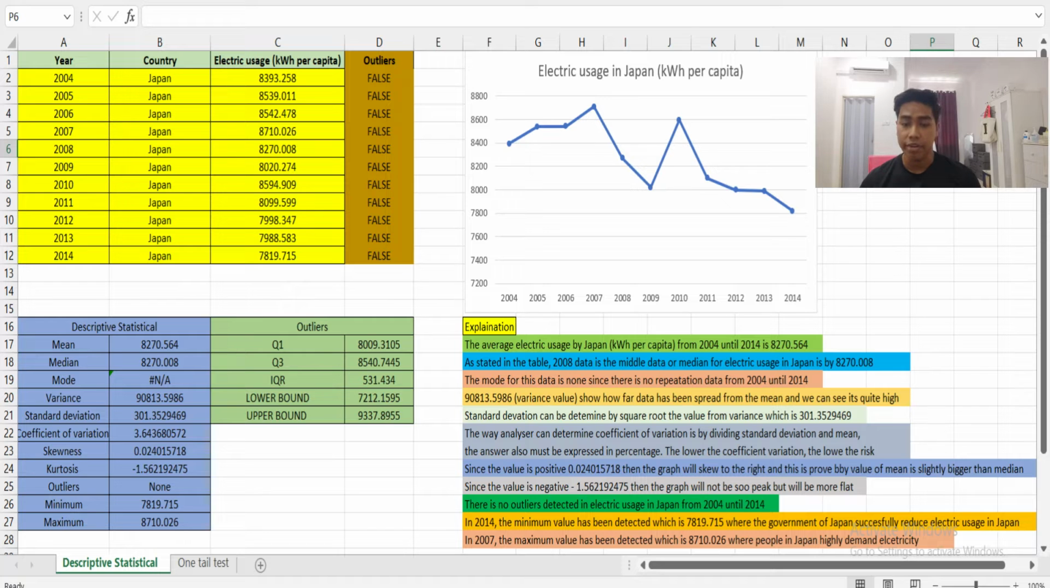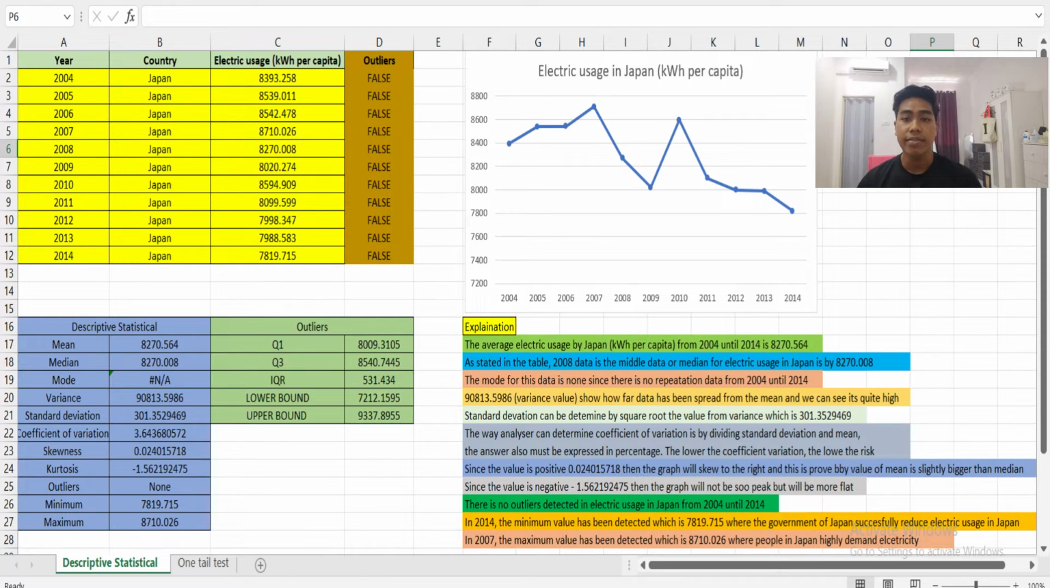8,217.56. The second measure is median, or the middle value of the data set, which is 8,207.008. The third measure is mode, or the most frequent value in the data set. But in this case, there is no mode since there is no repeated value from 2004 until 2014, and it is stated as NA in Excel.